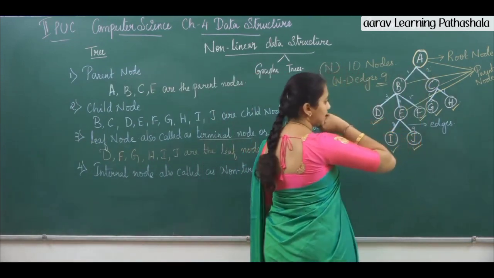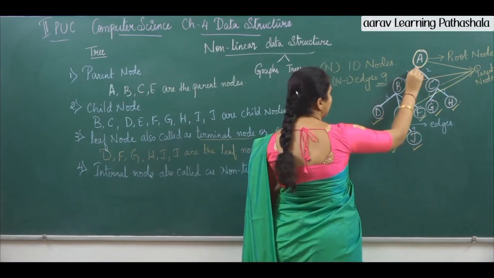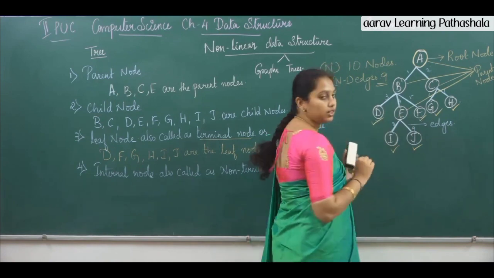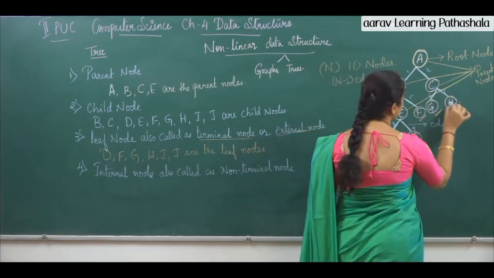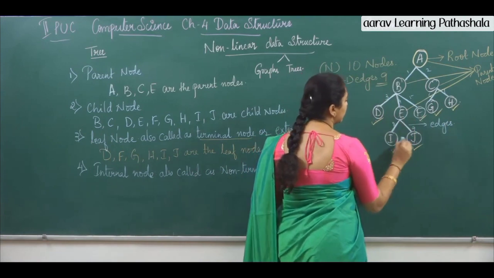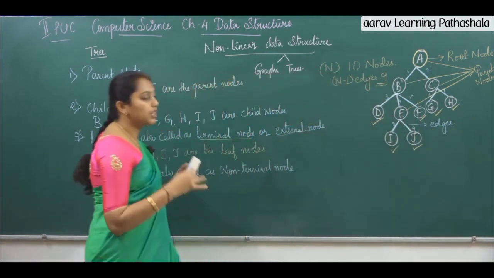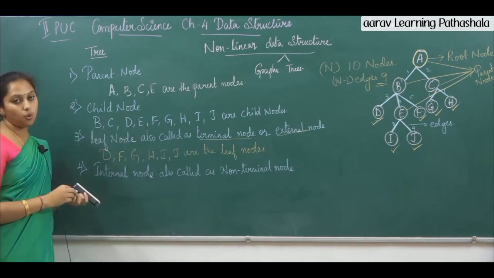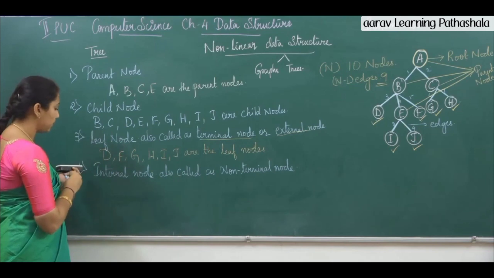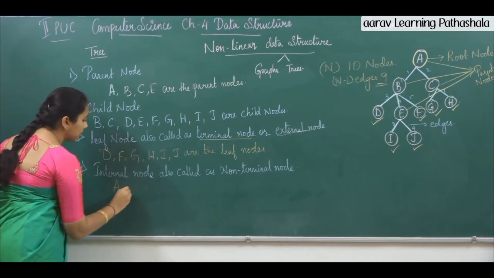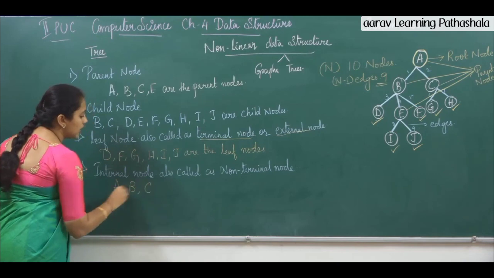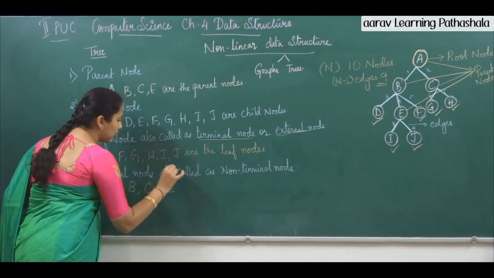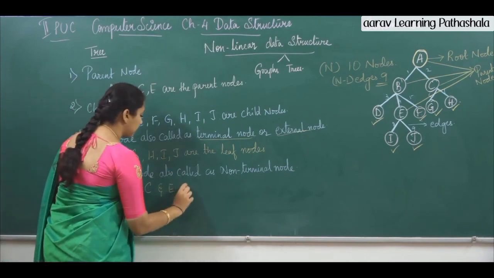Here in this example, node A has 2 child nodes, node B has 3 child nodes, node C has 2 child nodes, and node E has 2 child nodes. So except the leaf nodes, all the nodes are internal nodes. In that example, nodes A, B, C and E are the internal nodes.